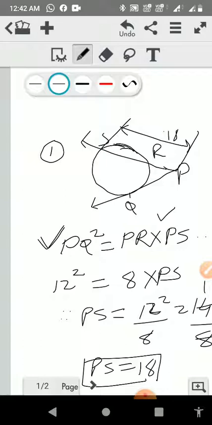PQ square equals PR into PS, and the value of PQ is given as 12. So 12 square equals PR, which is 8, times PS. Therefore PS equals 12 square divided by 8. If I simplify it, it becomes 144 divided by 8, which is 18. So I get the value of PS as 18.